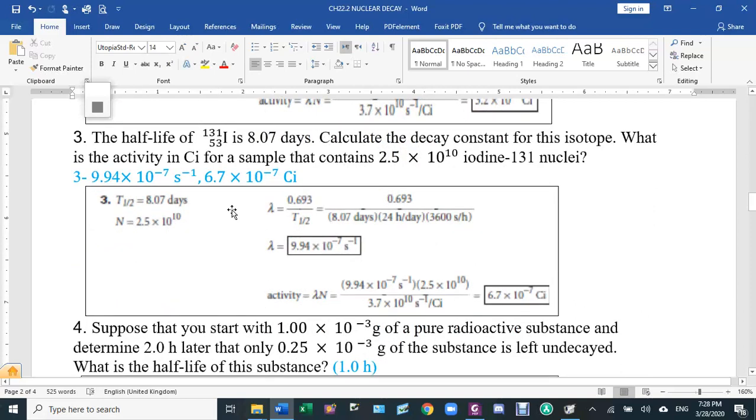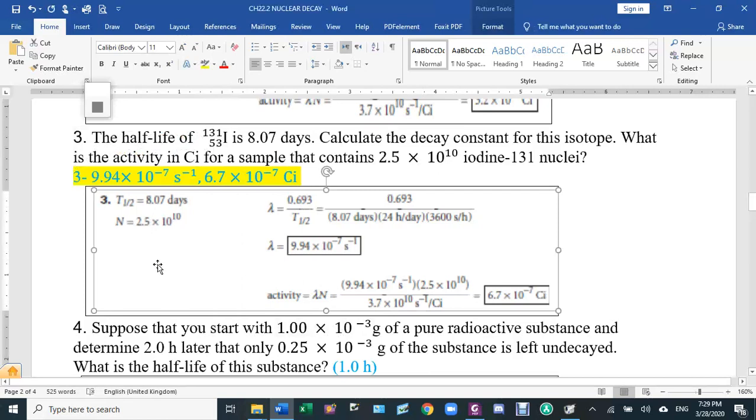Number 3, the half-life of iodine 131-53 is 8.07 days. Calculate the decay constant for the isotope. What is the activity in Curies for a sample that contains 2.5 multiplied by 10 power 10 iodine 131 nuclei? You have to get these equations. Put the information and substitute in the equation, you will find these answers.